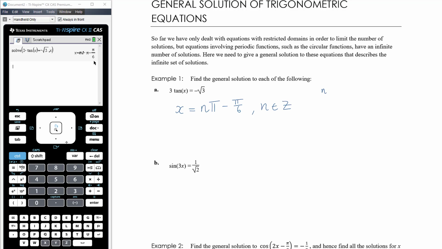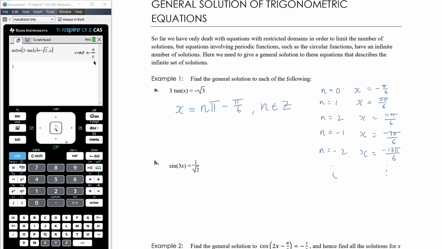So what we're seeing here is we've got the whole family of solutions. When n is equal to 0, x is negative pi on 6. When n equals 1, x is pi minus pi on 6, so that's 5 pi on 6. When n equals 2, x is 2 pi minus pi on 6, that's 11 pi on 6. When n equals negative 1, x is negative pi minus pi on 6, that's minus 7 pi on 6. When n is negative 2, x is negative 2 pi minus pi on 6, that's negative 13 pi on 6. And we could go on forever.